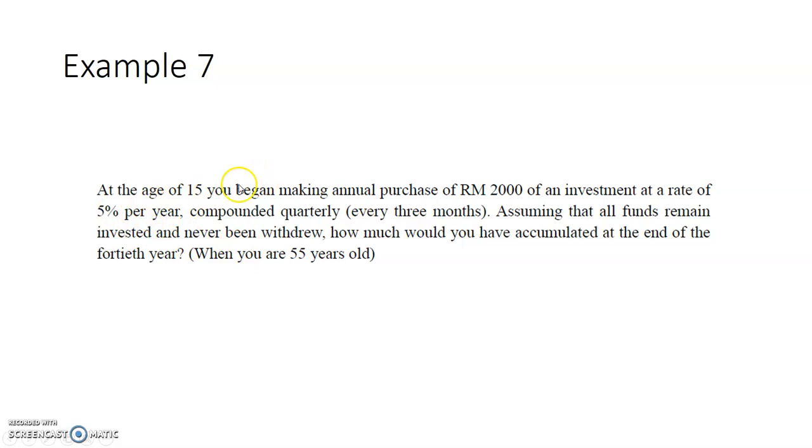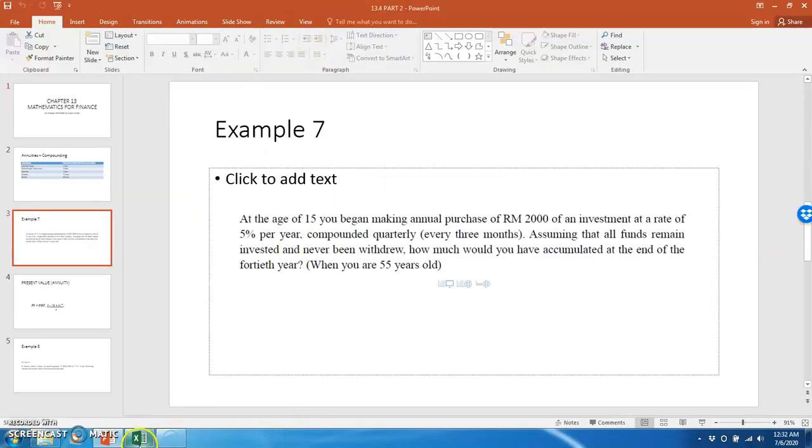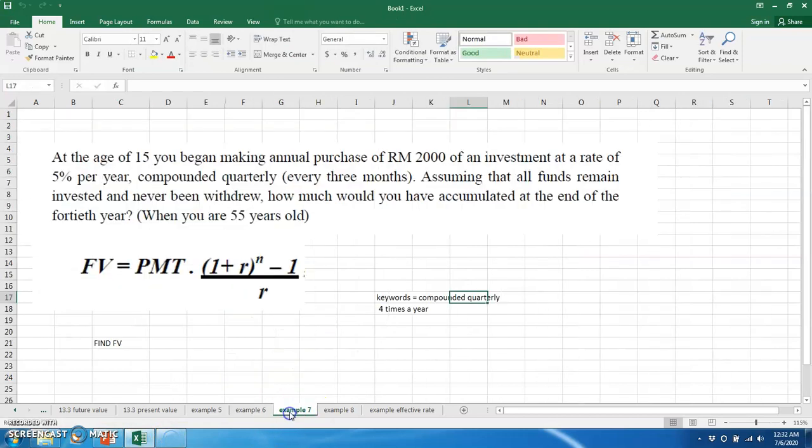Now, look at the keywords. Number 1 is annual purchase, so it is confirmed that it is an annuity. And then compound quarterly, meaning 4 times a year. So this is a keyword. It's very, very important. So how to do it? Let's go to my Excel.